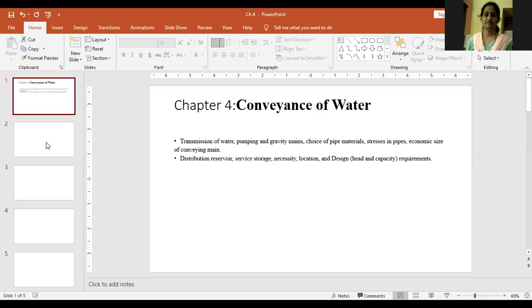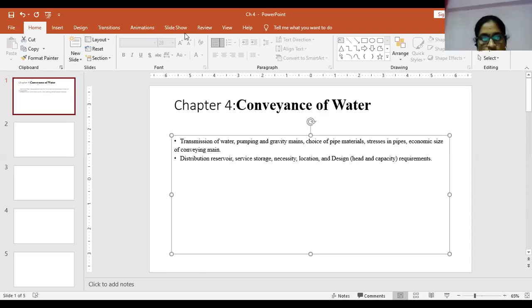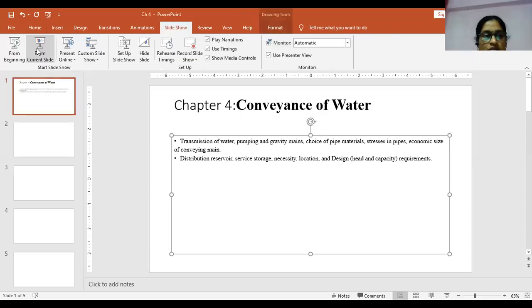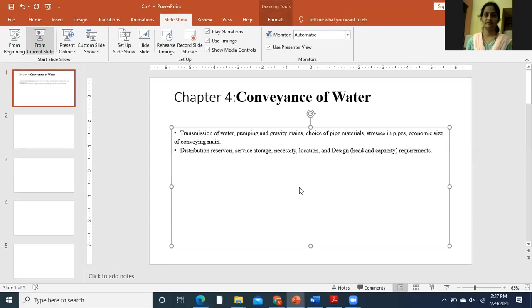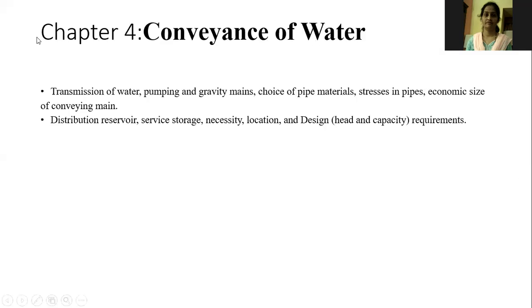So I'm going to show you the first chapter. Sorry. Okay, I will show you the syllabus only. Only this much is the syllabus for this chapter. You can see, unit number 4, section 2. I request everybody to note down the title of the unit: conveyance of water. What is meant by the conveyance of water? Conveyance means to transfer, transmit, or transport from one place to another.